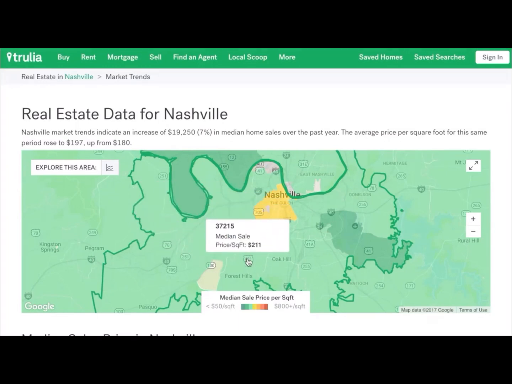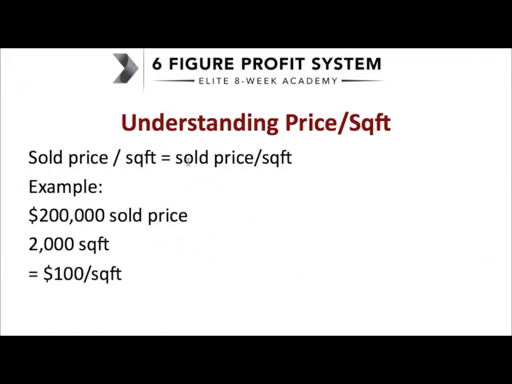Okay, now let me teach you and show you why this is valuable and how this works. So first of all, what is price per square foot?